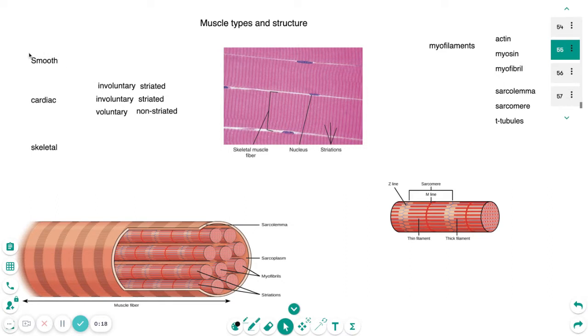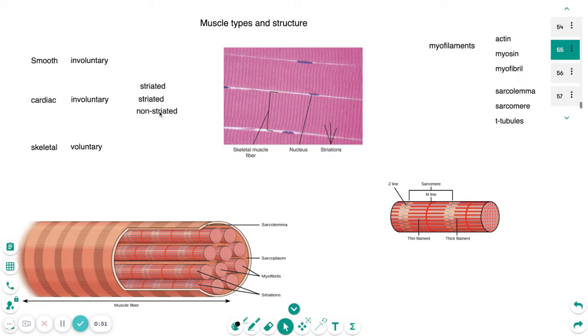Smooth is what you'd find in your digestive tract, so your esophagus, small intestine, and it's undergoing contractions like peristalsis, and it's involuntary. So we have no control over it. It does it without our thinking. Same with cardiac. That's the muscle found in our heart. And then the one that we'll focus on mainly is skeletal muscle, which is voluntary. We have conscious control over whether we decide to move our bicep or not.